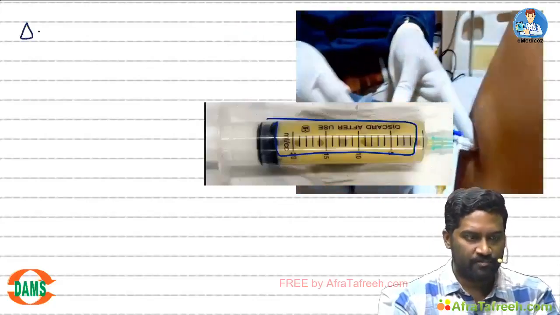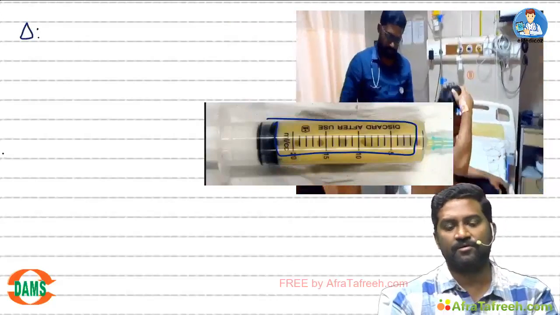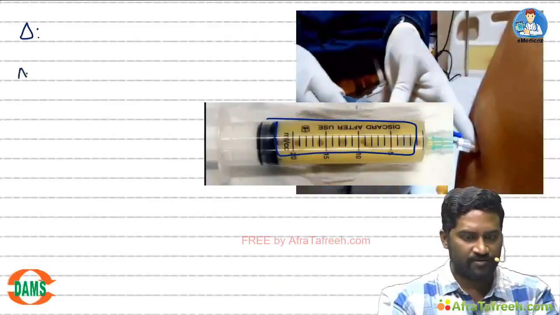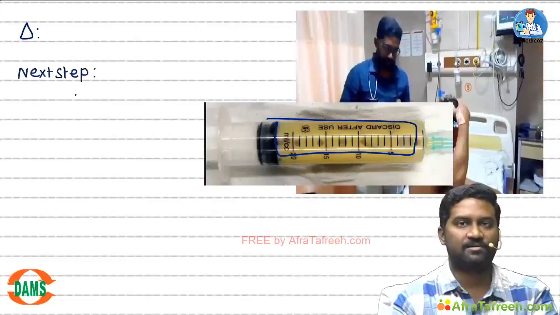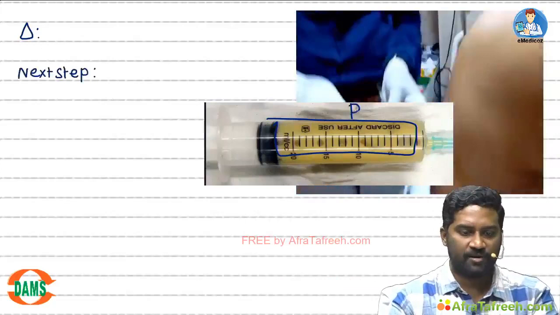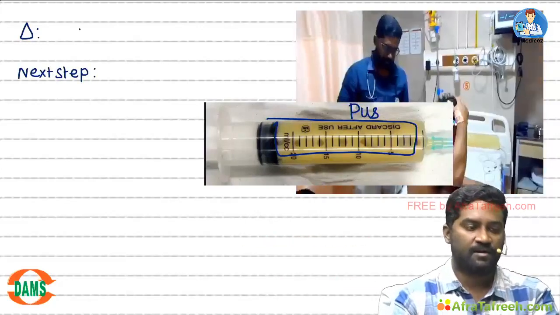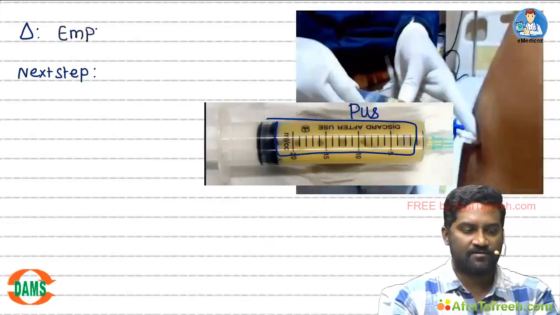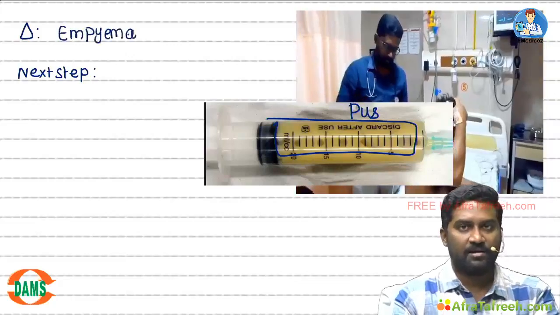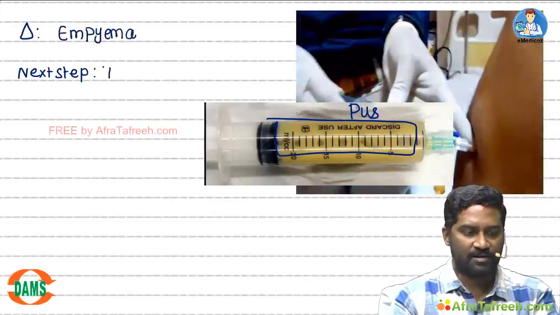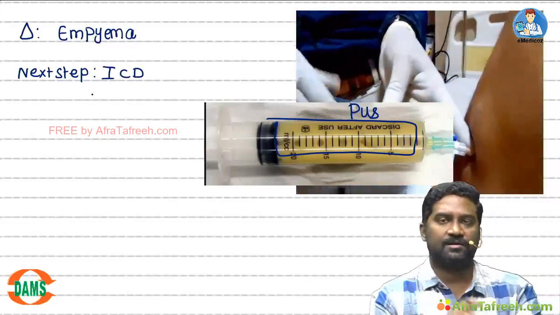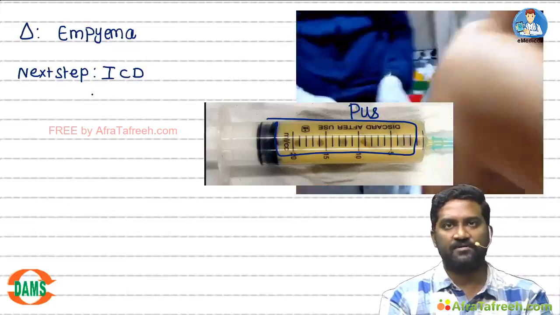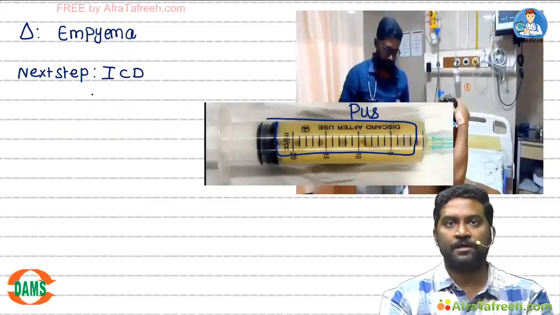Now what will be your diagnosis, students, and what should be the next step in treatment? Now this is brownish colored fluid called pus. Pus in the pleural cavity is called empyema. Next step, you should completely remove the fluid by putting an intercostal drain. They can give you a clinical scenario like this also, students. If it is empyema, you should immediately put a tube and completely drain the fluid.